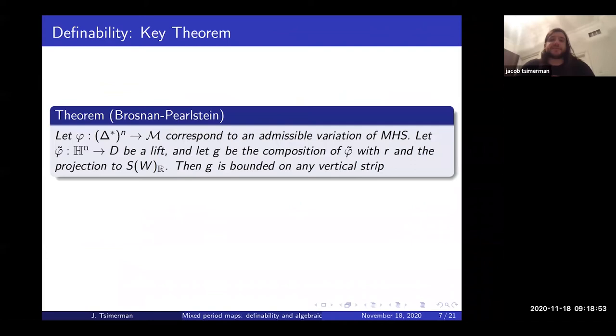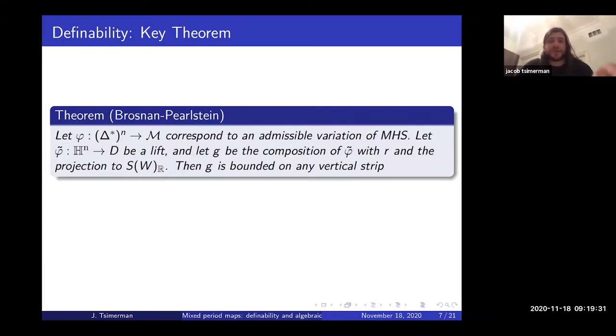And here is the key theorem, which is due to Brosnan and Pearlstein, which makes everything work for us. If you look at a map just on a punctured polydisk, giving you an admissible variation of mixed Hodge structures, I'm going to call this phi, sorry. Then you can consider a lift of such a map to the universal covers. So here you can write that as the upper half plane to the power of n. And here I'm going to lift to D, the frame moduli space.